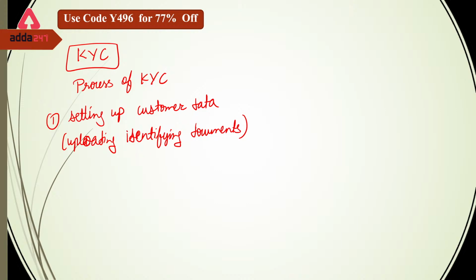Now what is CRM? Customer Relationship Management system. This data will be set up by the bank employees in the CRM system. What is a CRM system? A customer relationship management system, in which you maintain the data of the customer so that you maintain a certain relation with the customer. Okay, after that, in the second step, you have to do the validation.